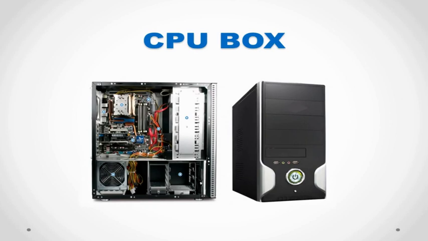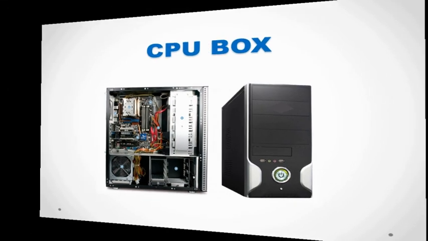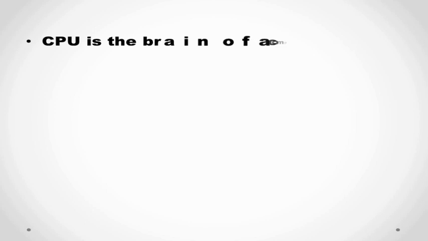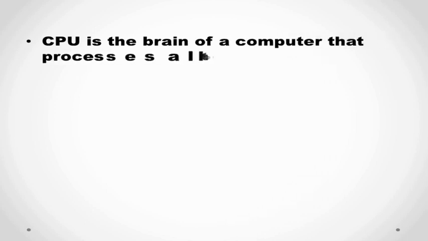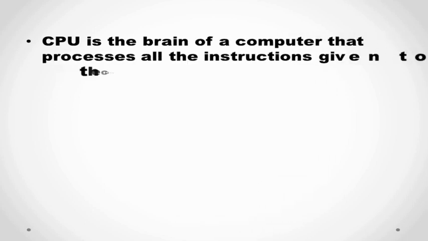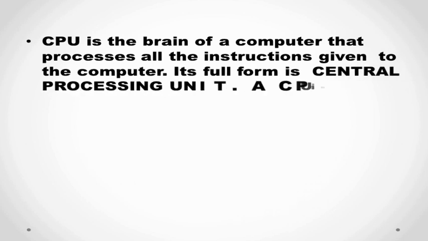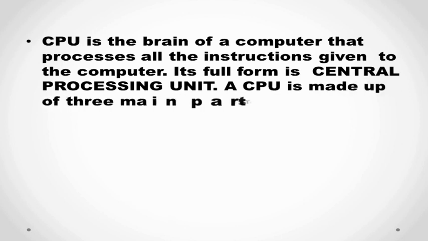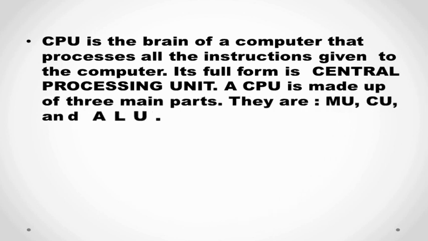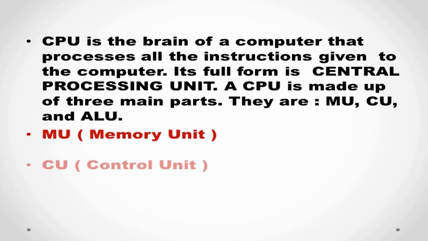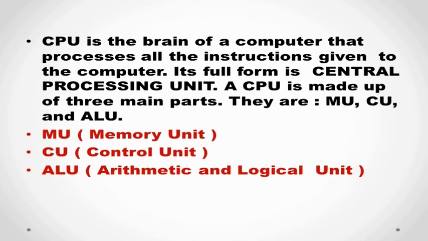This is CPU box. CPU is the brain of a computer that processes all the instructions given to the computer. The full form of CPU is Central Processing Unit. It solves all calculations and displays the result on the monitor.